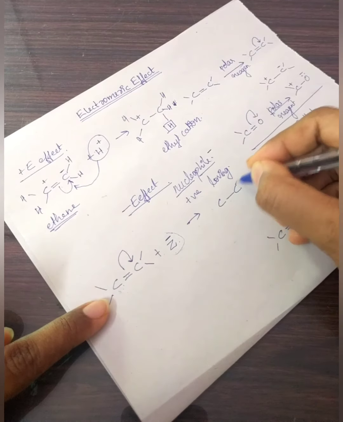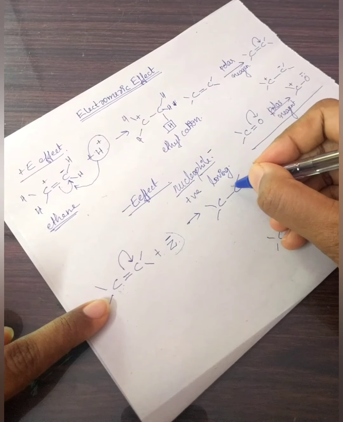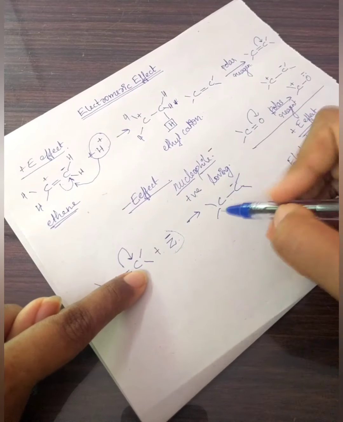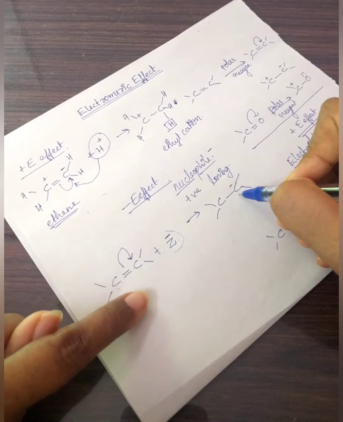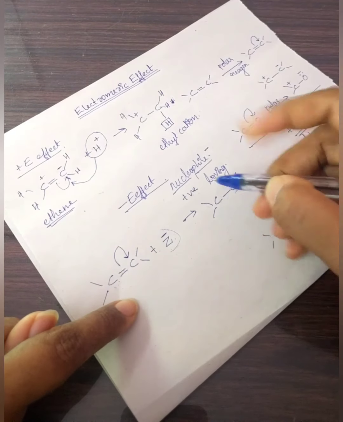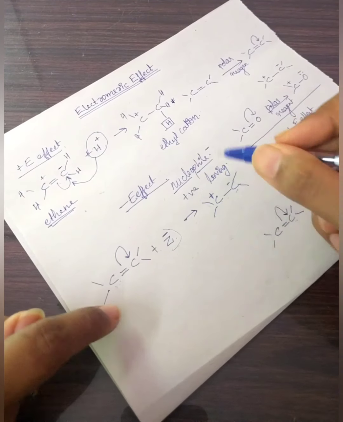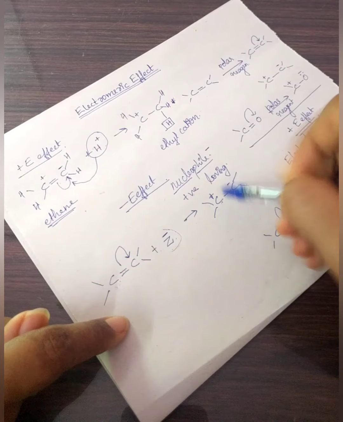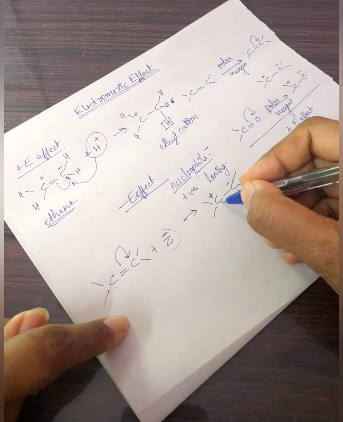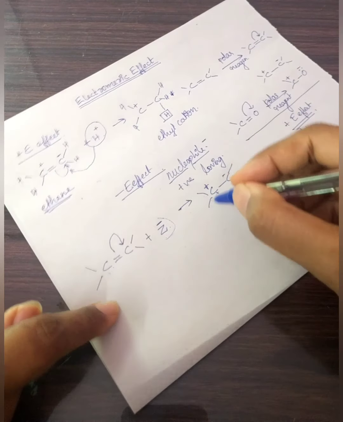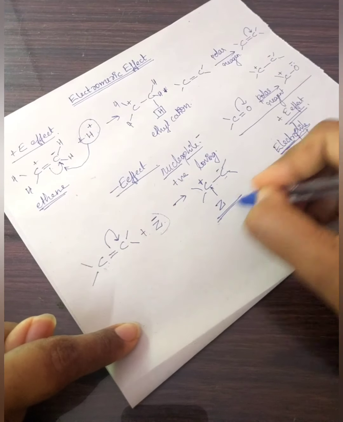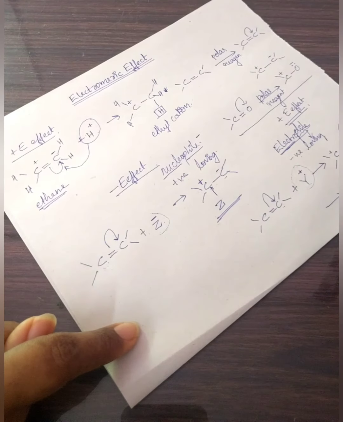after the shift of electrons, you will be having a negative charge here because this bond is getting shifted to this carbon. So you will be having a negative charge over the second carbon, or over the first carbon you will be having a positive charge. The nucleophile will be coming towards this direction. So you will be having a Z attached in this position. So this will be the minus E effect product.